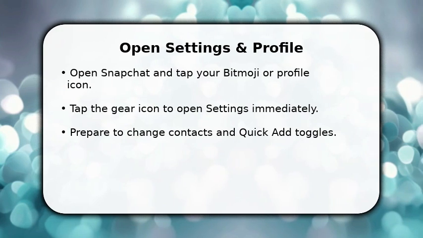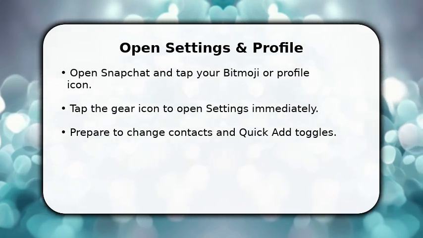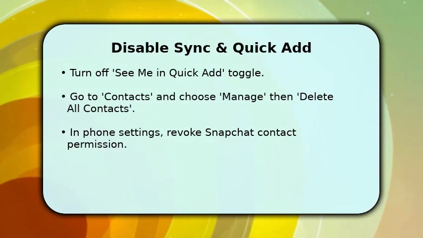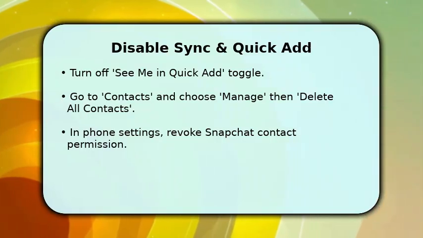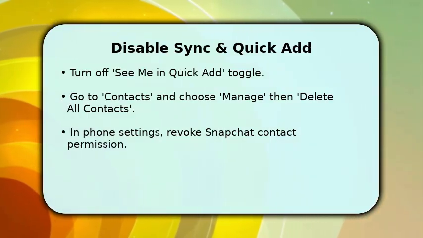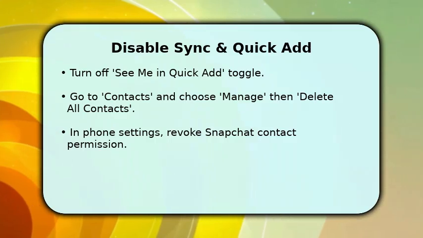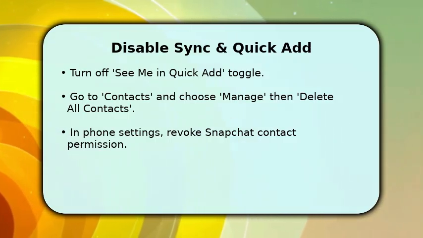Now you disable the features that create friend suggestions. First, toggle off See Me in Quick Add so your account stops appearing. Next, under Contacts and Settings, choose Manage and tap Delete All Contacts to remove uploaded numbers.